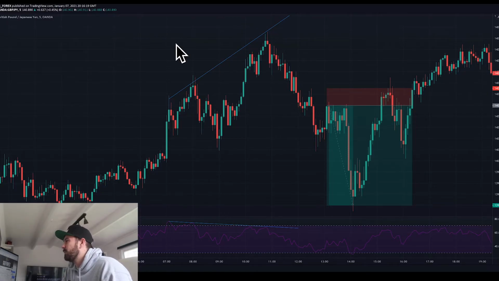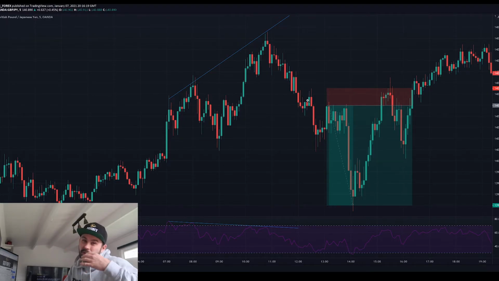Price came up into my point of interest. Up there was a point of interest, but I deleted the box. But it came up, it hit my point of interest. And as it was coming up, I noticed RSI was getting weaker. But I waited and waited. And for you guys who are in the GGFOREX group already, I broke down this trade with you.